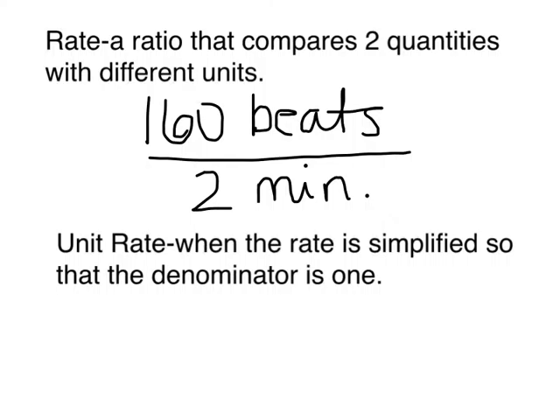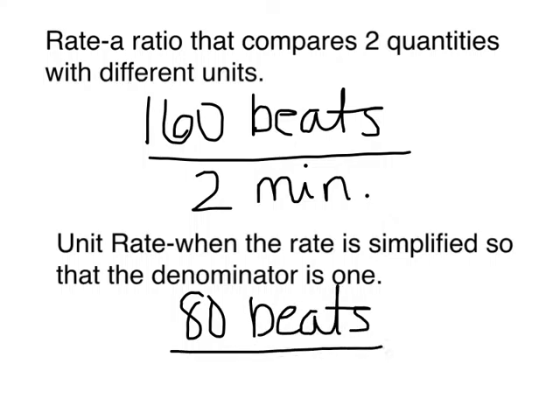Unit rate is when the rate is simplified so that the denominator is 1. So if we're talking about the same heart rate, 160 beats per 2 minutes, the unit rate would be 80 beats every minute. So 80 beats per minute would be our unit rate.